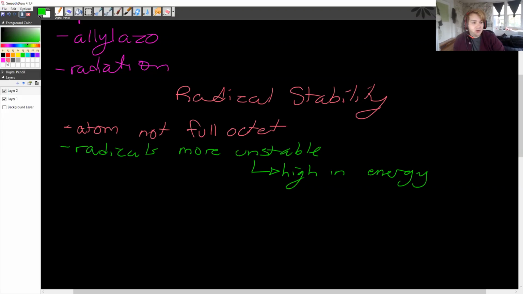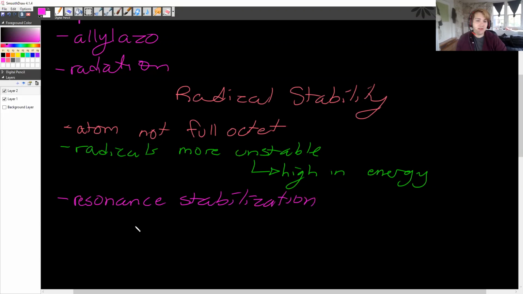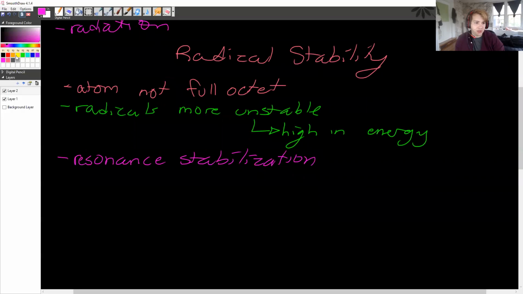As always, just like how we talked about before in acidity trends, these same ideas of using resonance as a stabilizing factor are going to pop up, all right? And just like before, if you have the ability to have resonance, you are more stable because you're decreasing the effective charge on the molecule. So with that in mind, let's talk about bond dissociation energies.